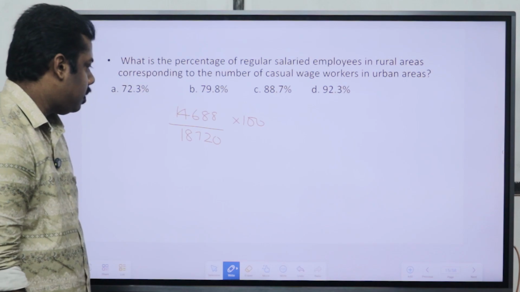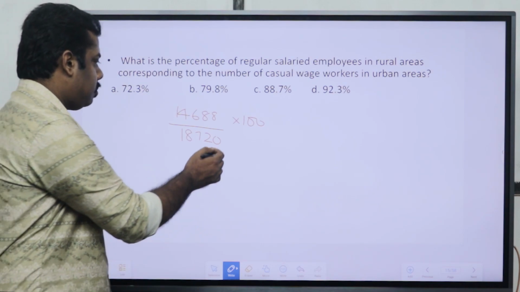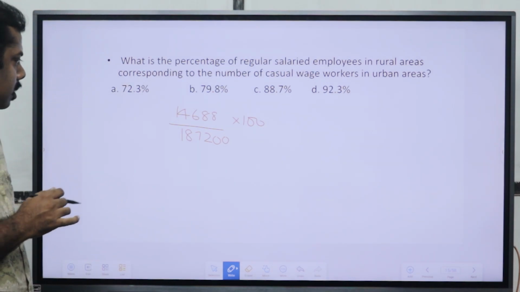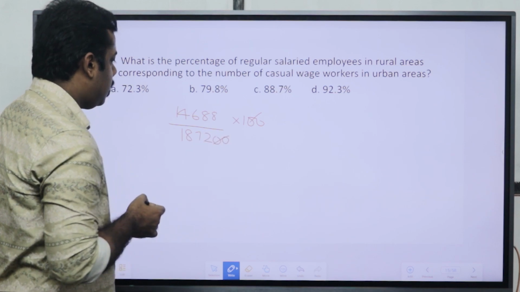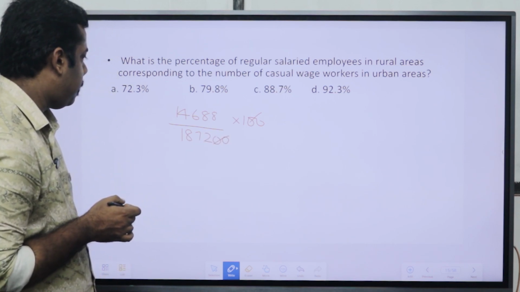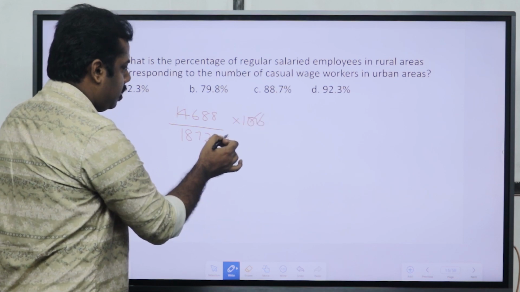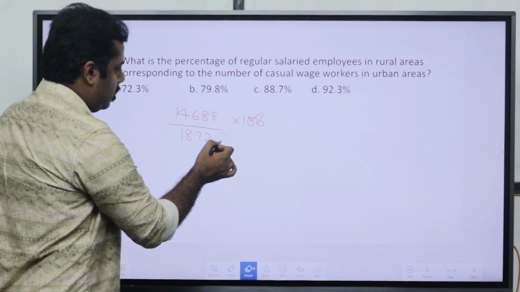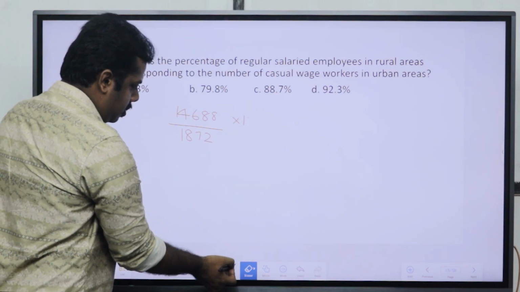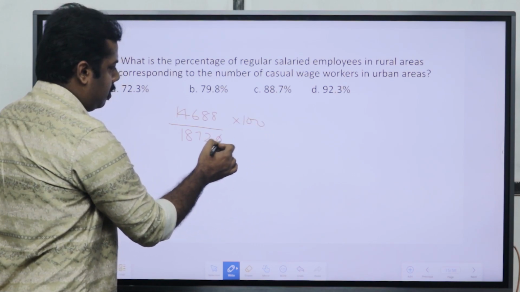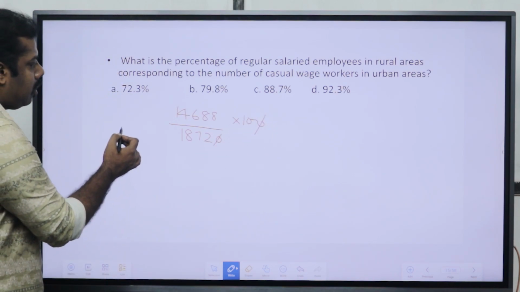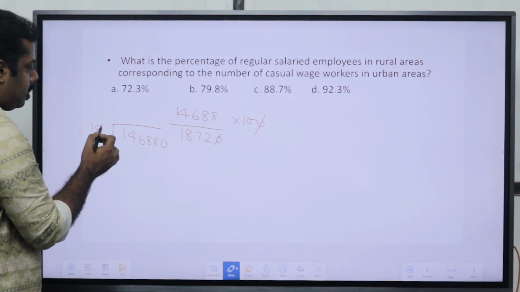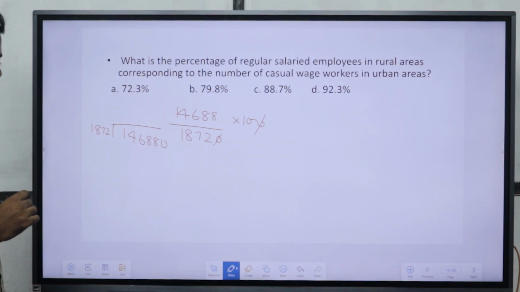So I think you can find out the data. So this will correspond to how much? Just cancelling out the values. So 10 is common. So this is how much? 14,688 divided by 18,720. So how many times will it go?